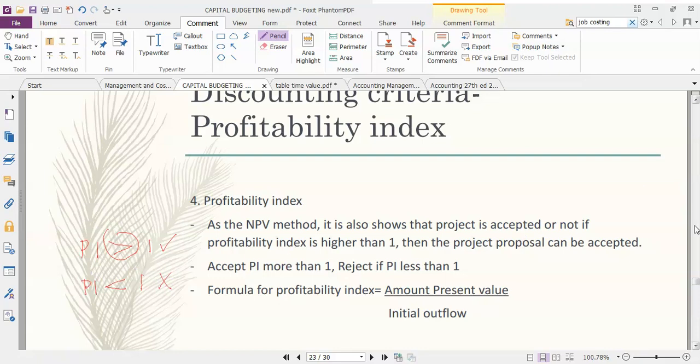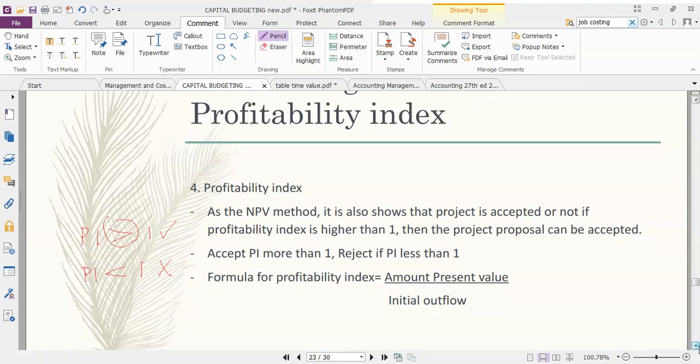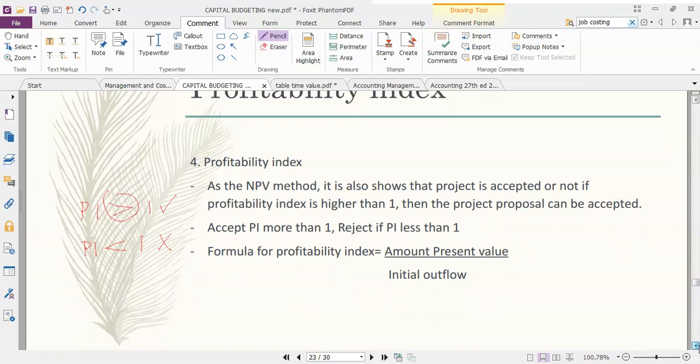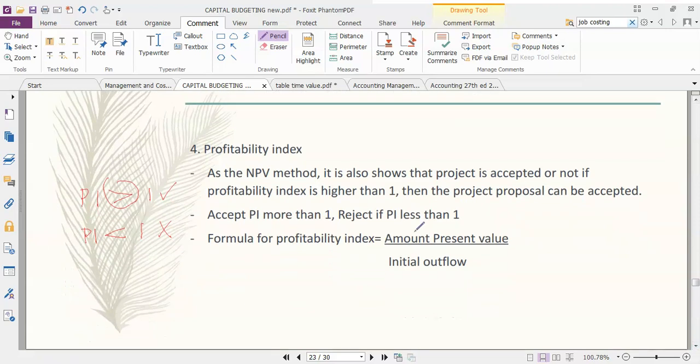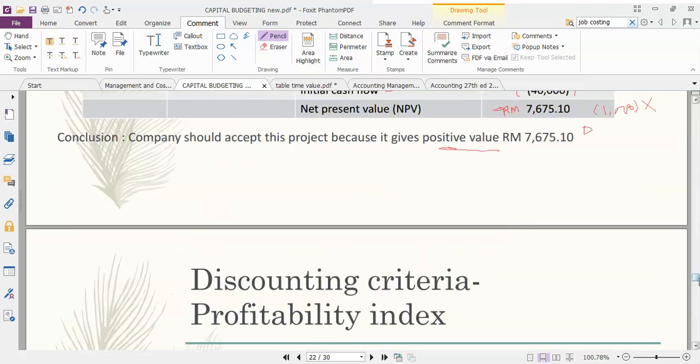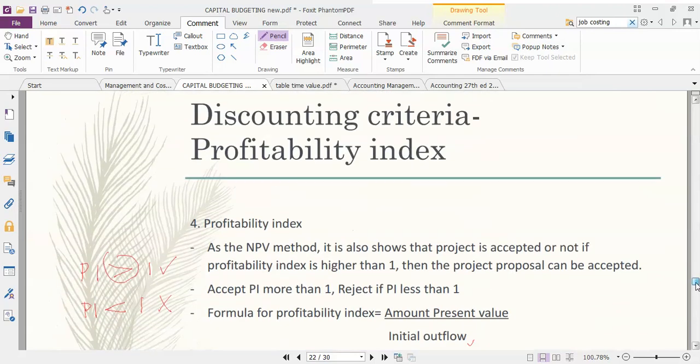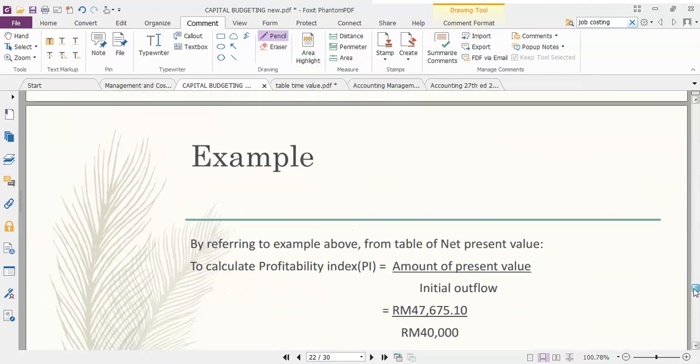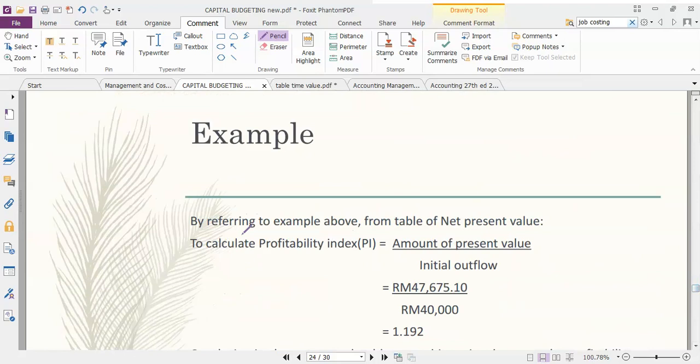Okay. So what is the formula for profitability index? Amount present value divide with initial outflow. Okay, profitability index tu kita akan kira melalui net present value kita tadi. Contoh, by referring to example above, soalan yang sama, jawapan yang sama tadi.